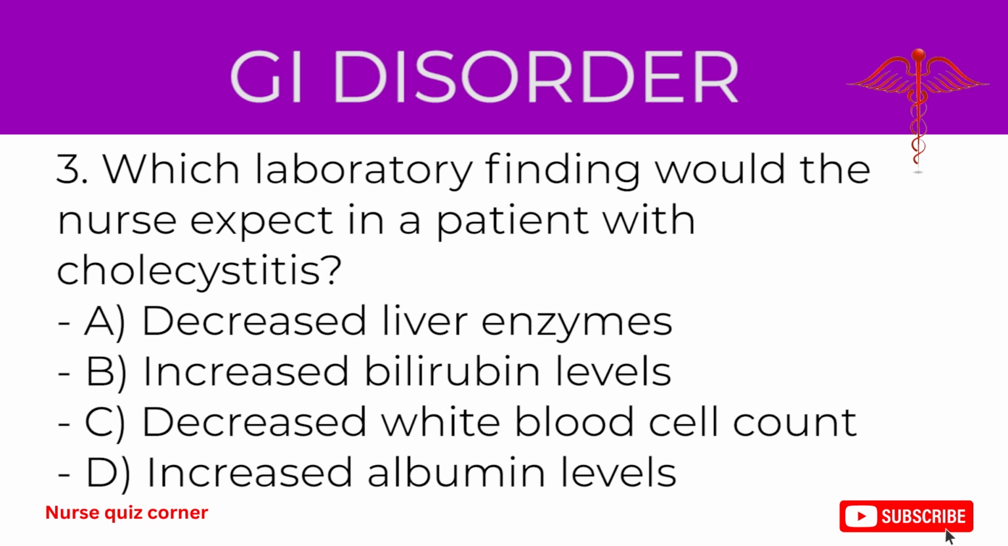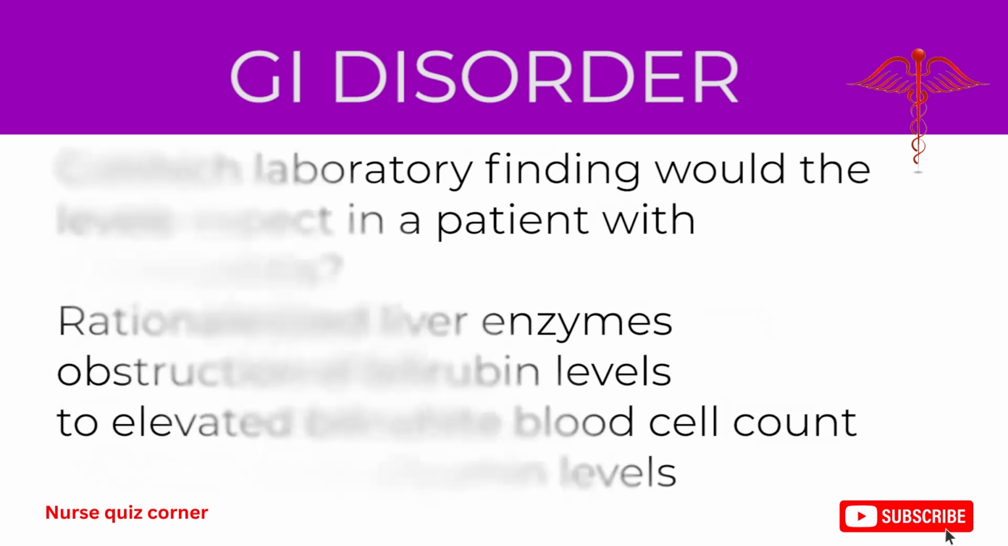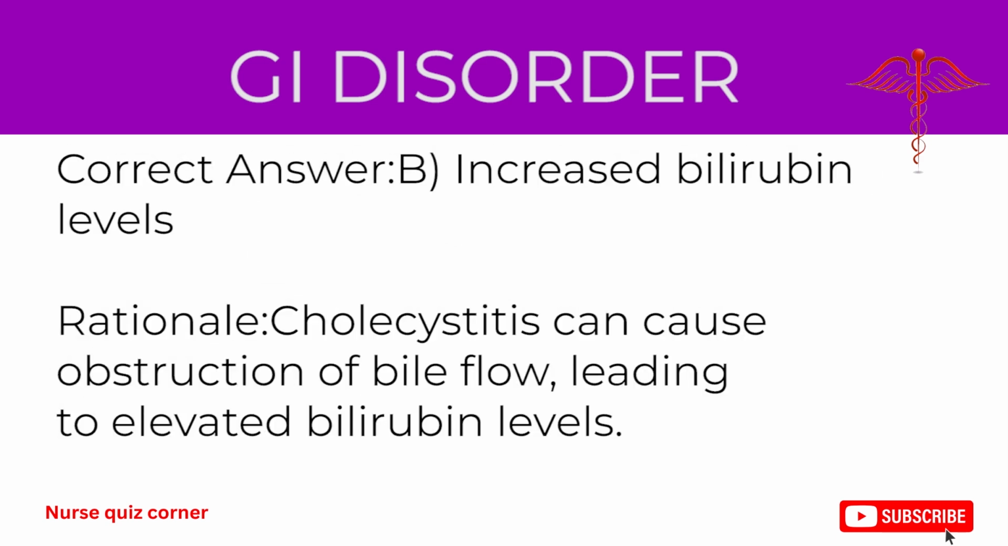3. Which laboratory finding would the nurse expect in a patient with cholecystitis? A. Decreased liver enzymes. B. Increased bilirubin levels. C. Decreased white blood cell count. D. Increased albumin levels. Correct answer B. Increased bilirubin levels. Rationale: cholecystitis can cause obstruction of bile flow, leading to elevated bilirubin levels.